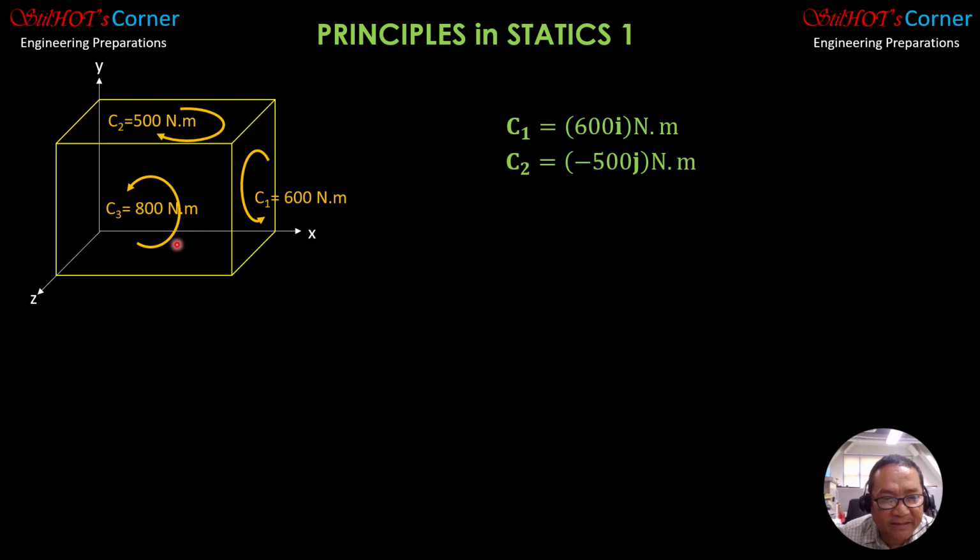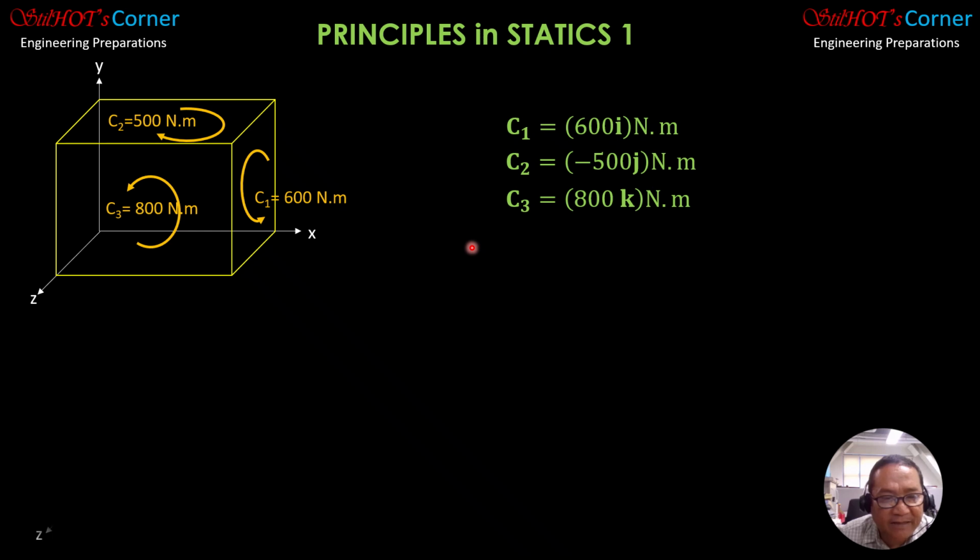Then thirdly, this couple is on the XY plane. The positive Z direction is forward. So if your right thumb is positioned in that direction, your forefingers will curl in that sense, which is the same sense as this couple 3. Therefore, couple 3 in vector form is positive 800k Newton meter.